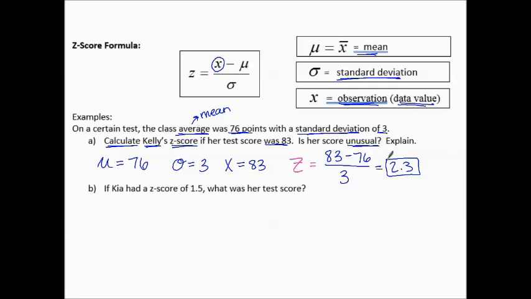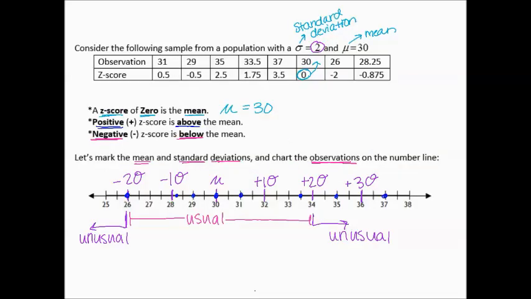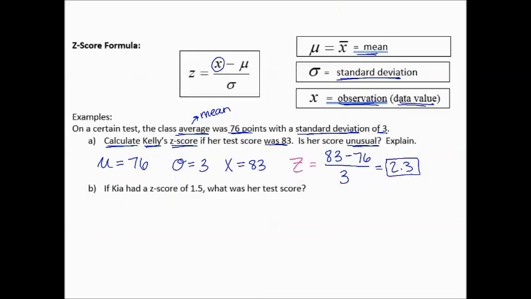So the second part of my question says, is her score unusual? Now remember what we said, if we were 2 standard deviations or more away from the mean, we were unusual. So this is my z-score here. So 2 or greater is unusual. And here we have a z-score greater than 2. So yes, we are greater than 2 standard deviations from the mean. Okay, my z-score is 2.3. So yes, her score is unusual.